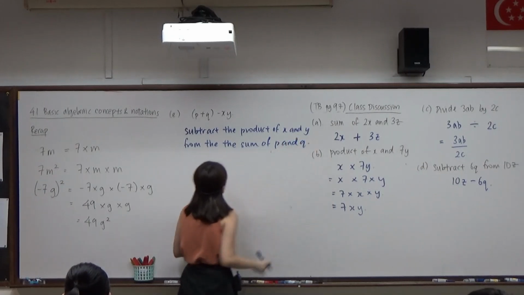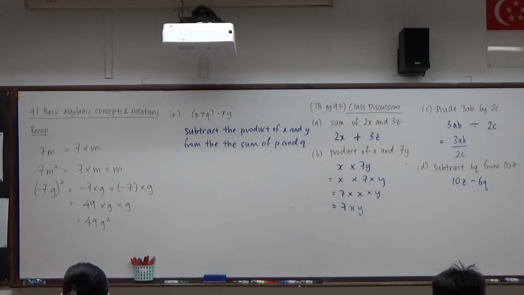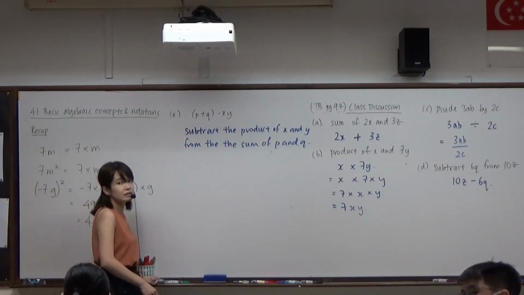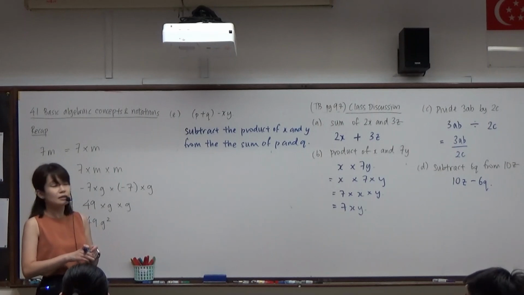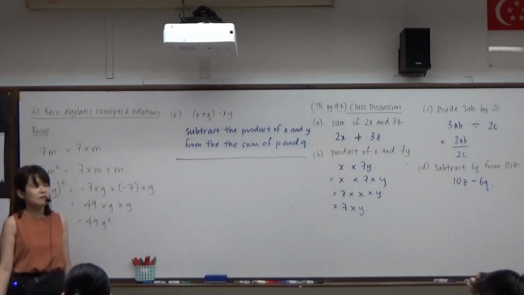I want us to look carefully at this statement. Do you think it makes sense to the p plus q bracket minus xy? It says subtract the product of x and y from the sum of p and q. Do we agree with this? See what you think. Do you agree? Yes? Then maybe Carmen, what do you think? You wouldn't agree? Then could you propose how you will write it? Let's hear from Carmen first. Yes, Carmen, give it a try. How will you phrase this?